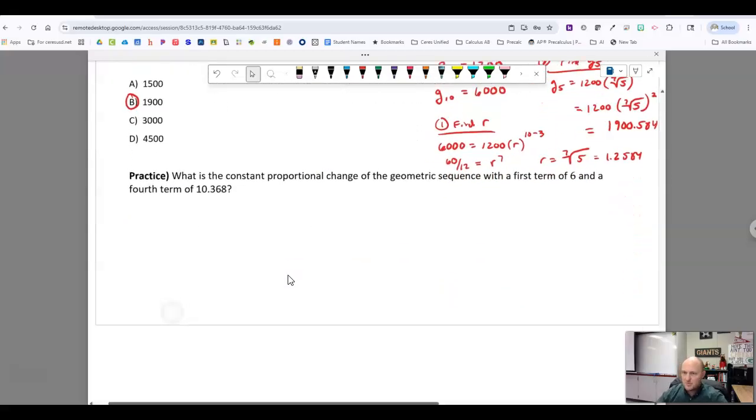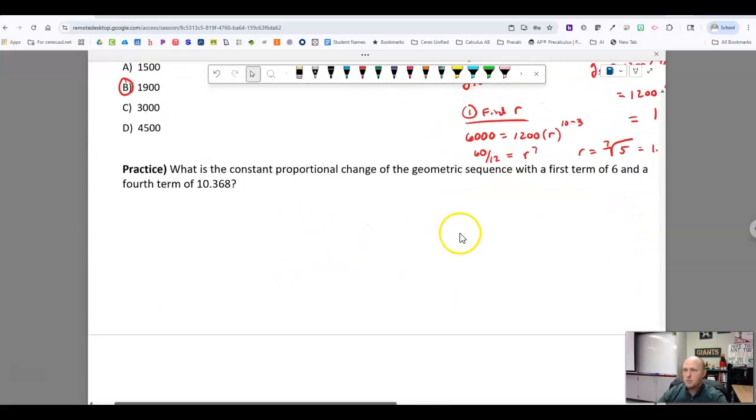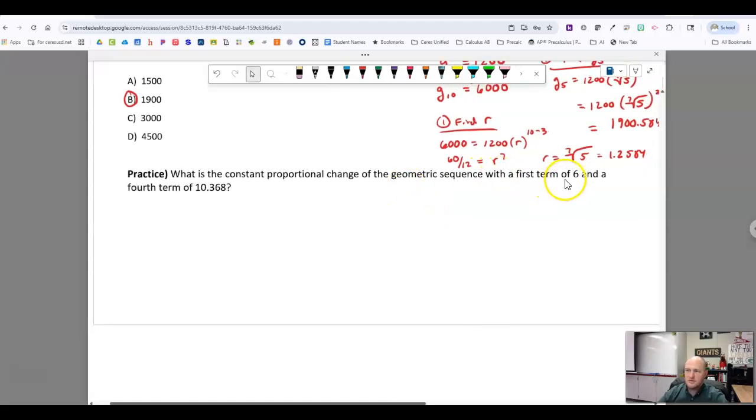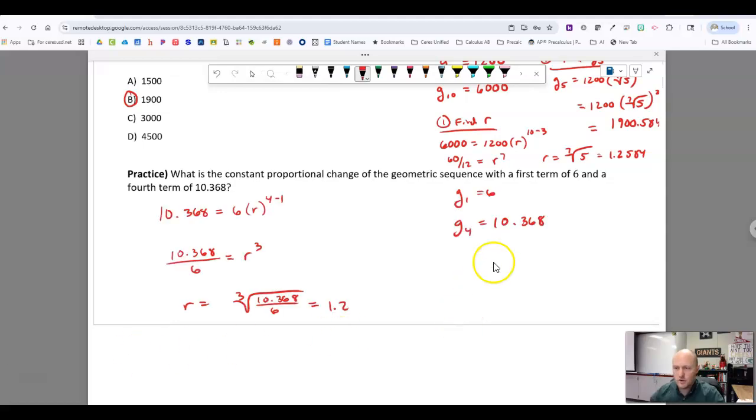Okay, last practice one. What is the constant proportional change of a geometric sequence with a first term of 6 and a fourth term of 10.368? All right, pause it, try this one. Okay, hopefully you tried this one and you set up the equation in order to find R. Divide by 6, take the cube root of each side, and you get 1.2.